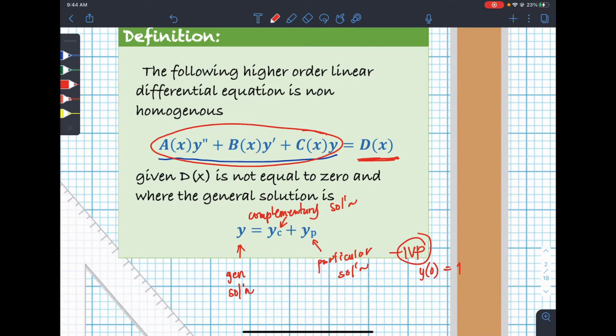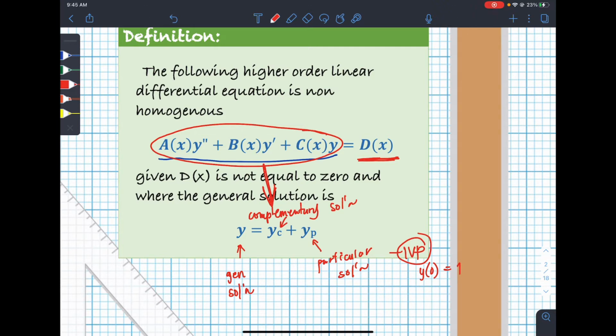So how do we get the complementary solution, and how do we get the particular solution? The complementary solution uses the same method as what we did for the homogeneous differential equation. Since part of the differential equation is homogeneous because of the presence of the dependent variable y and its derivatives, the solution of that part would be the complementary solution.